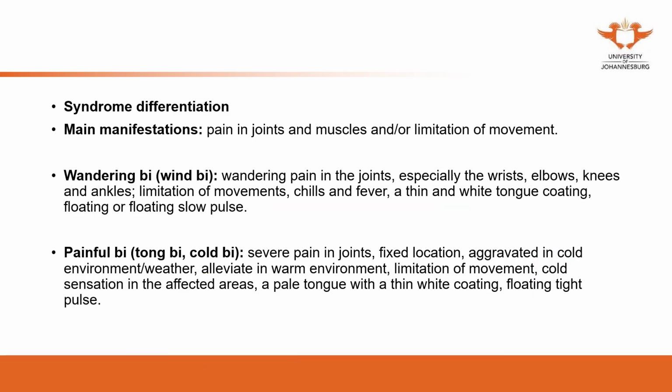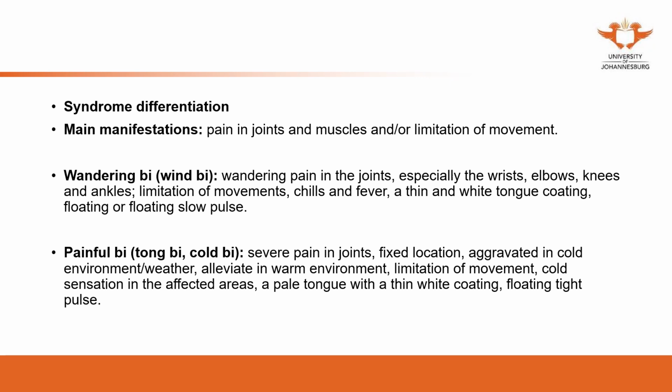For syndrome differentiation, the main manifestation is that all patients must present with pain, either in joints or muscles. In Chinese medicine, in acupuncture, we don't differentiate pain in the joints or muscles. We call them Bi syndrome. The reason is that the acupuncture treatment will be the same. We focus on unblocking the qi and blood circulation, no matter whether in the joints or in the muscles. The patient may present with limitation of movement, or may not.